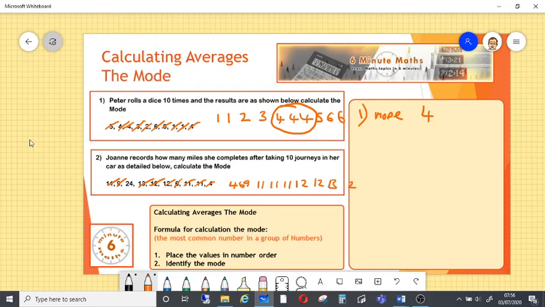And then a 24. And I can see very clearly that the most common miles that she took on her journeys for question 2, Joanne, the most common miles, or the mode, or the most common, that's the other word for it, is 11 miles. Okay, we'll do one more question. Let's move over.